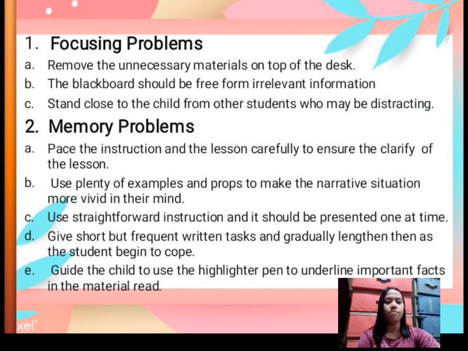Number 2. Memory problems. A. Break the instruction and the lesson into pieces carefully to ensure clarity of the lesson. B. Use plenty of examples and props to make the narrative situation more vivid in their mind. C. Use straightforward instruction, presented one at a time. D. Give short but frequent writing tasks and gradually lighten them as the students begin the task. Letter E. Guide the child to use a highlighter pen to underline important facts in the material read.